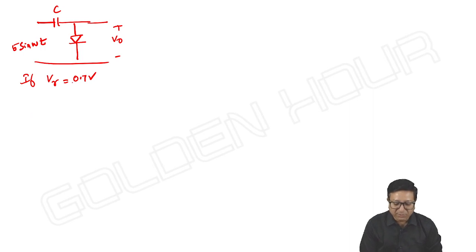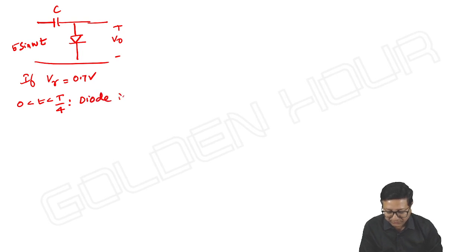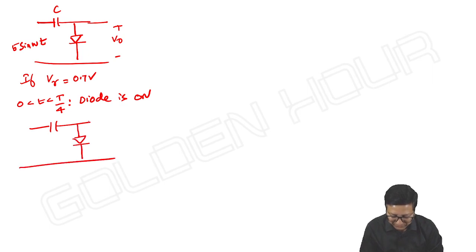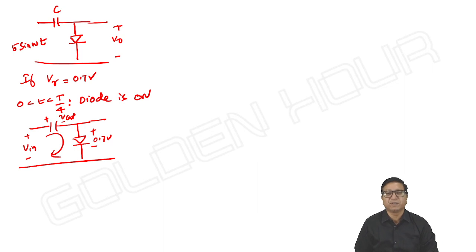Now, we know during the first quarter cycle the diode conducts: 0 less than t less than T by 4, the diode is on. Once the diode is on, the capacitor starts charging towards input, and what will be the voltage across the diode then? It is 0.7 volts and V input, V capacitor with polarities plus minus. Anyway, the diode conducts and the current flow will be this way.